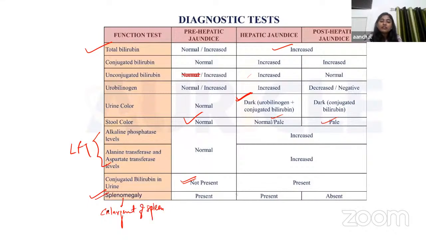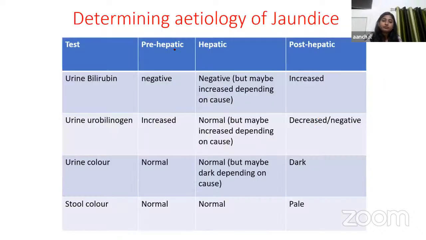So obviously, if more RBCs are getting destroyed, there will be over-functioning of the spleen, and there will be enlargement of the spleen. So it will be present in prehepatic, and it can be present in hepatic jaundice also, but it will be absent in post-hepatic because post-hepatic is totally dependent upon the obstruction. So there is no involvement of the spleen in post-hepatic. So splenomegaly is always absent in post-hepatic jaundice.